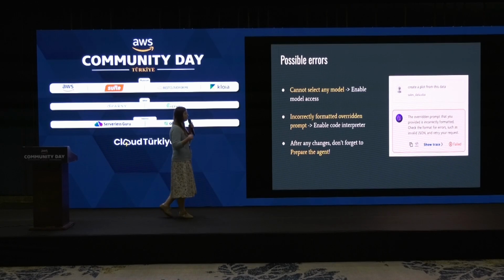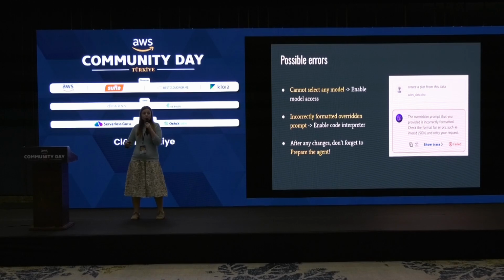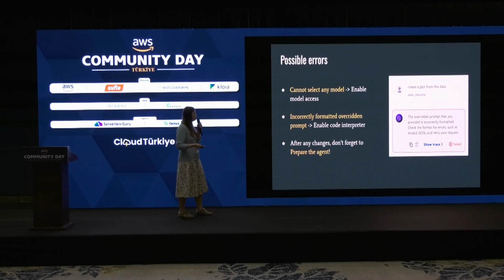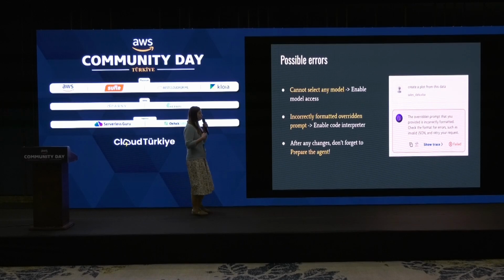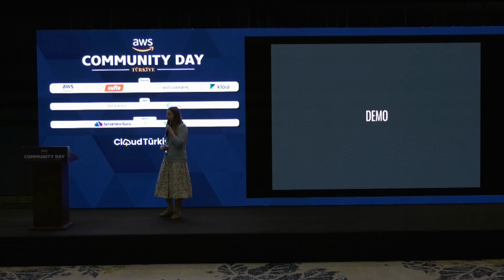So, if we disable it and we ask it to create a plot or some coding-involved action, then you may encounter this error. All you need to do is to go back and enable code interpreter. And also, after any changes you do in Agent Builder, don't forget to prepare your agent so your changes will be propagated and saved to the agent.